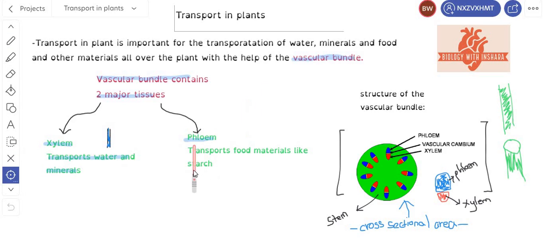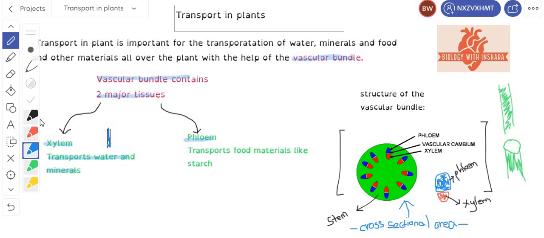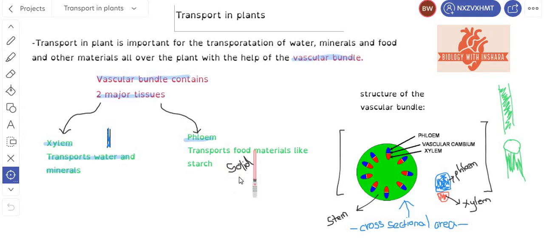Then you have your phloem, which transports solids, food materials like starch. I'm just going to mention here that your phloem transports solids. It's important to understand that your xylem vessels transport liquids like water, and the only liquid is water, and your phloem transports solids, some food materials like starch or sucrose, which are examples of a type of sugar.